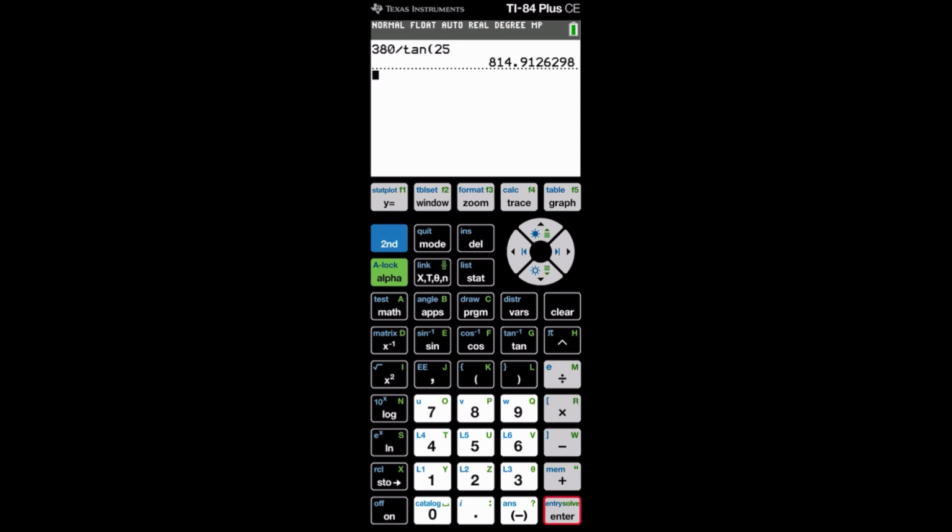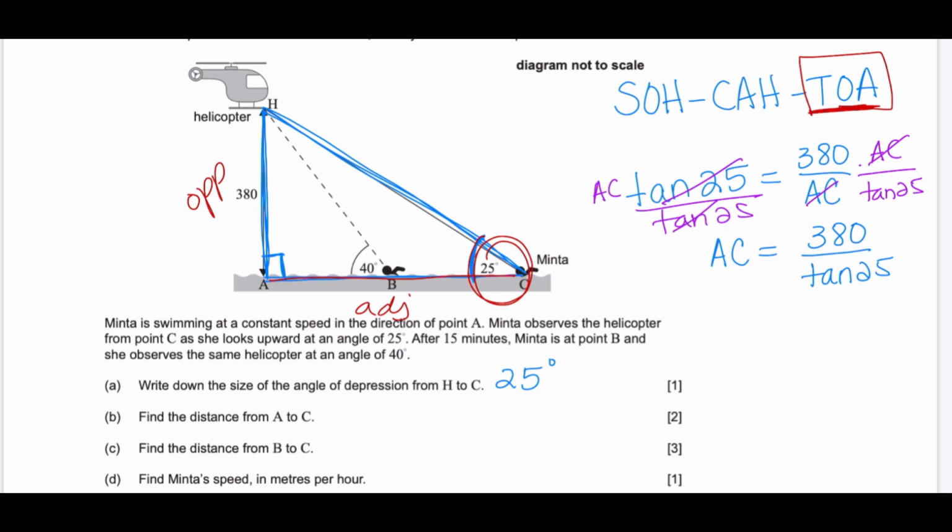Press enter. So my answer is 814.9126. Always get into the habit of writing a few decimal values and then rounding to 3 significant figures, which in this case would be 815.